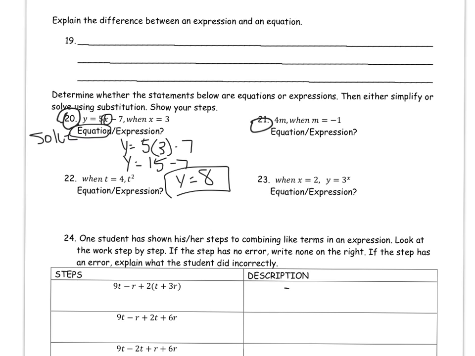Question 21. 4m. Well, there's no equal signs. That means it's got to be an expression. So all I can do is simplify. So I'm not getting a solution. I'm just simplifying. 4, and whenever I see an m, I'm going to plug negative 1 in. 4 times negative 1 is negative 4. No equal sign. All we're doing is simplifying. And there you go.